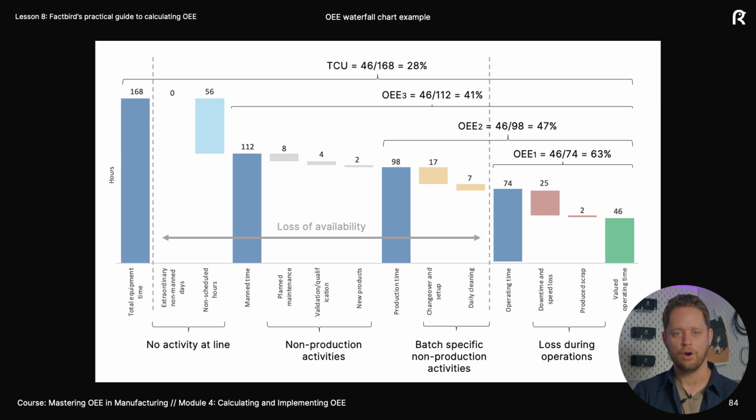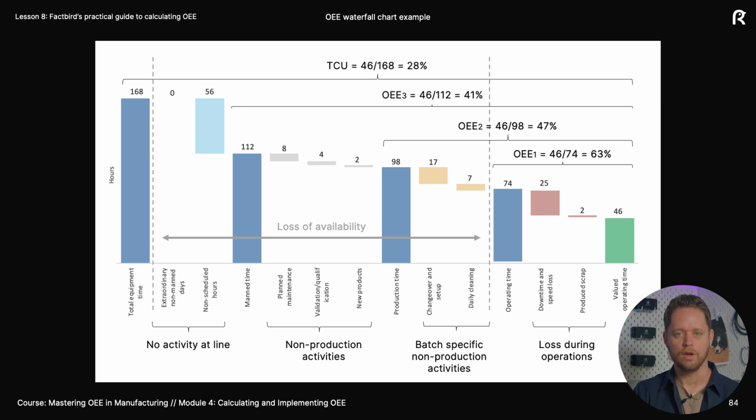Now let's go over an OEE waterfall chart example. So 28% OEE doesn't sound great, and we know we want to do something about it. But where should we start? Thankfully, FactBird's waterfall technique for breaking down OEE into TCU, OEE3, OEE2, and OEE1 helps us narrow down what to improve first. Plotting the same data in a waterfall chart will give us a good overview of our equipment's effectiveness.